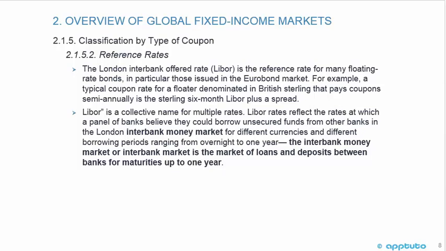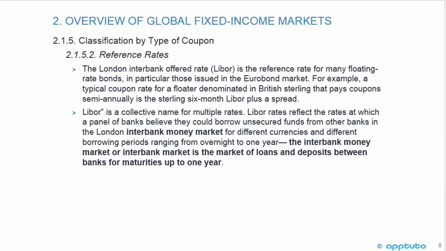Continuing with the classification by type of coupon, we're now going to look at reference rates. The London Interbank Offered Rate, LIBOR, is the reference rate for many floating rate bonds, in particular those issued in the Eurobond market. For example, a typical coupon rate for a floater denominated in British sterling that pays coupon semi-annually is the sterling 6-month LIBOR plus a spread.